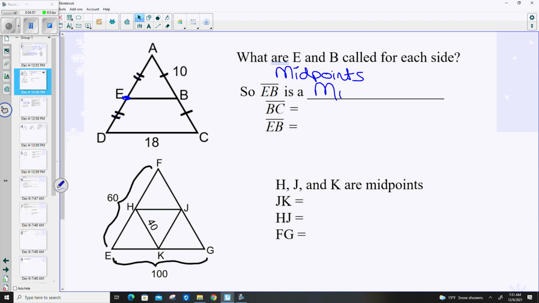Nice. As soon as we know it's a mid-segment then, we have two properties where the mid-segment is half of the base and parallel to the base. So first of all, how long does BC have to be? 10. How do you know it's 10? Because AB is 10. Absolutely. You got equal tick marks there. We know it's midpoint. So the side parts of it have to be equal. How about segment EB then, the mid segment? How long does this segment have to be? Say again. Why does it have to be 9? Very nice.